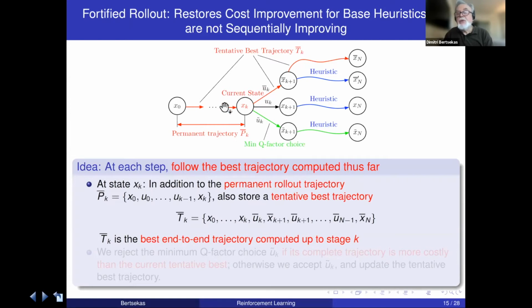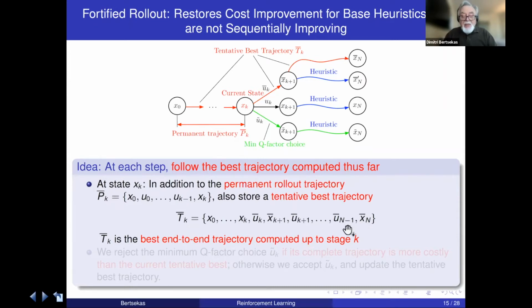in the process of calculating various applications of the heuristic. So here's the algorithm. At state xk, you assume that in addition to the permanent trajectory, you also have a tentative best trajectory, which involves, beyond xk, control uk bar, and also a trajectory that takes you to a final state, which we label like so.